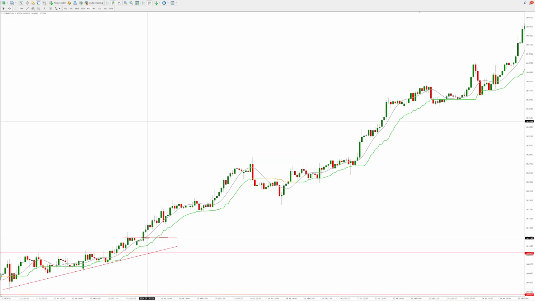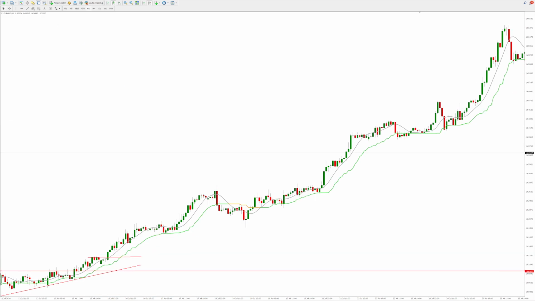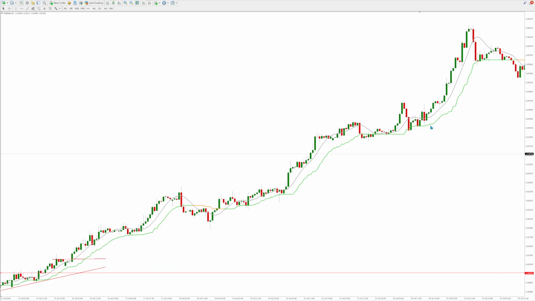We can put our stop loss below the low here, so around 15 pips, which is relatively tight for the 1 hour chart time frame. And profit potential on this trade of over 500 pips.